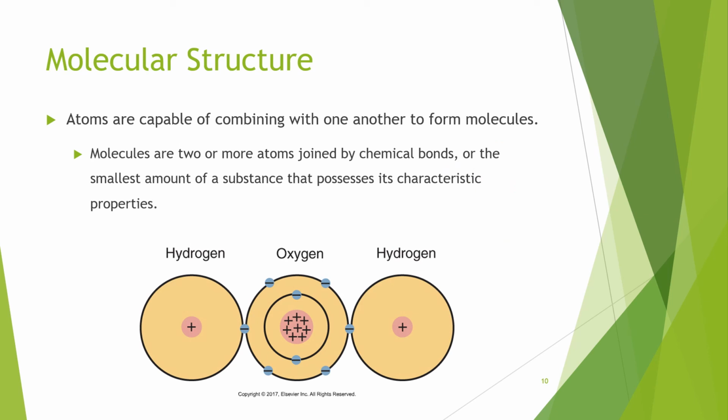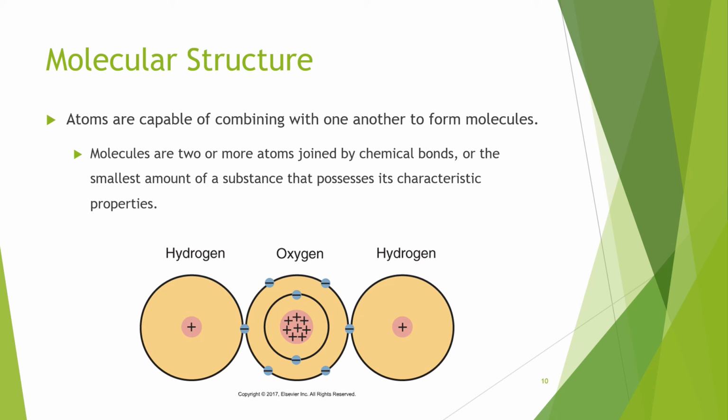Okay, so here's where we use those atoms to make up molecular structure. Atoms are capable of combining with one another to form molecules. Molecules are two or more atoms that are joined by chemical bonds, or the smallest amount of a substance that possesses its characteristic properties. Here we can see H2O, or water.